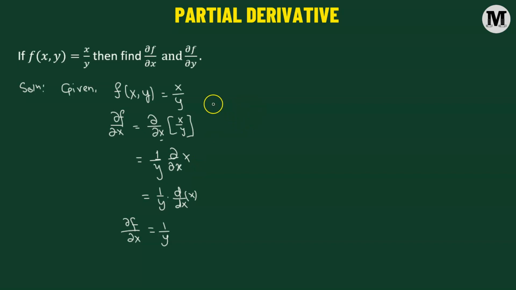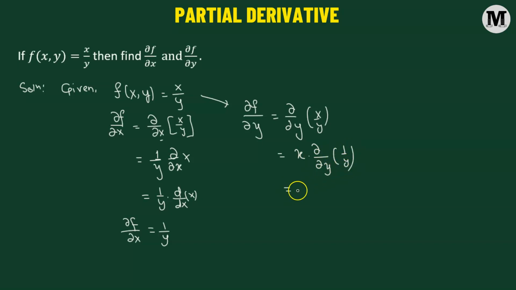Now what we'll do is again start with the same function f, but this time we're going to take the partial of f with respect to y on both sides. So a partial with respect to y of x over y. Fine. So here, since we're taking the partial derivative with respect to y, x will be treated as a constant. We can pull it out of the derivative. So we have x multiplied by the derivative with respect to y of 1 over y. Fine. So this will also be expressed as x times the ordinary derivative with respect to y of 1 over y.